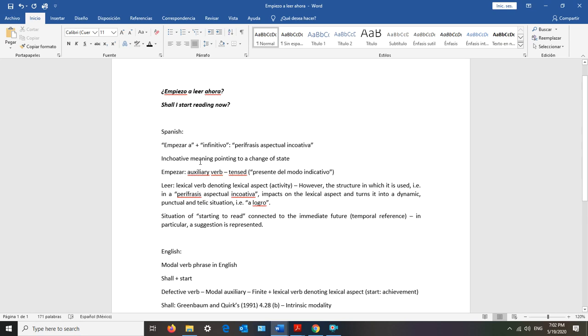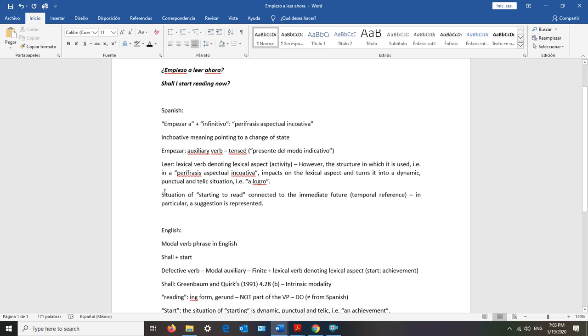So the incoative meaning at stake points to a change of state, right? This is what the notion of incoativa or incoative meaning refers to. Empezar is an auxiliary verb in Spanish. It is the verb in the perífrasis that is tensed. It shows presente del modo indicativo, tense and mood. Leer is the lexical verb denoting lexical aspect.